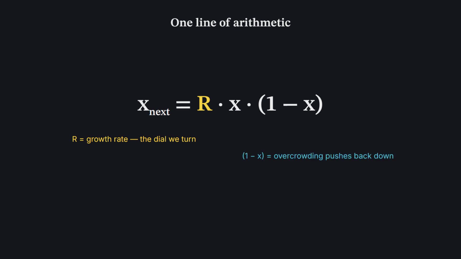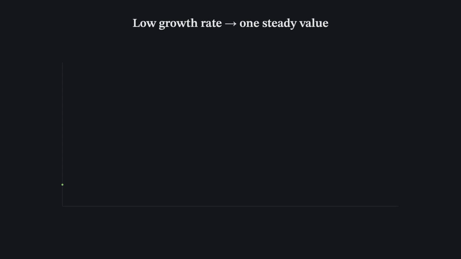It's overcrowding. When the population gets large, resources run out and it pushes back down. Growth pulling up, crowding pushing down. That tension is where everything interesting hides. Start with a small growth rate. Feed in any starting population.